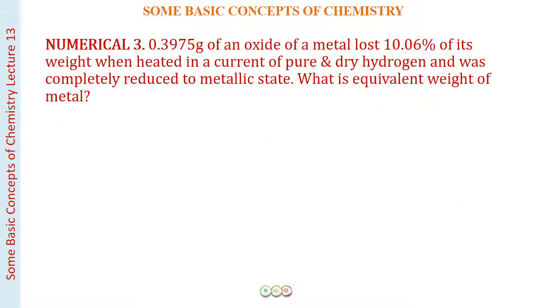The next question says 0.3975 gram of an oxide of a metal lost 10.06% of its weight when heated in a current of pure and dry hydrogen and was completely reduced to metallic state. What is the equivalent weight of the metal?